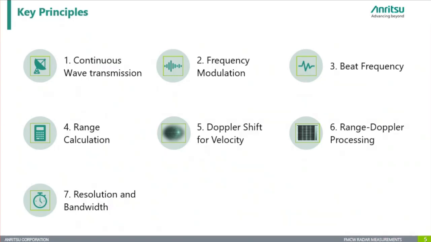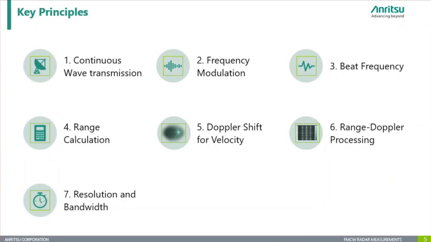The third is the beat frequency. The received signal is a delayed version of the transmitted chirp due to the round trip time to the target. Mixing the transmitted and the received signals produces a beat frequency. This beat frequency is used to calculate the range. The fourth is range calculation, based on the time delay between the transmitted and received signals.